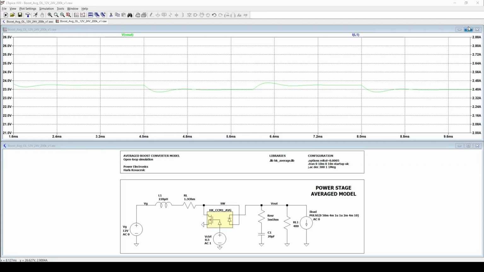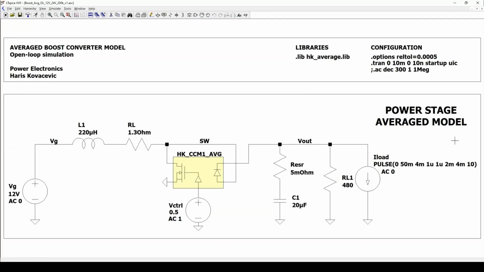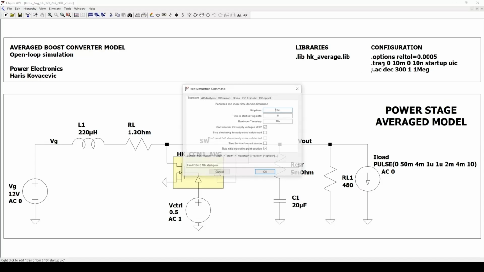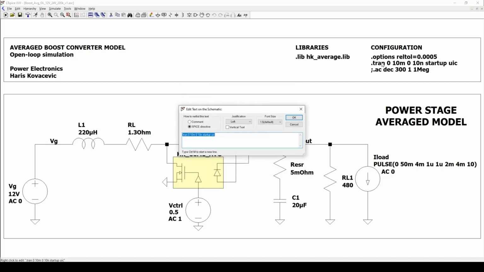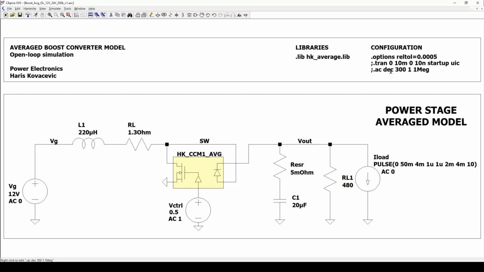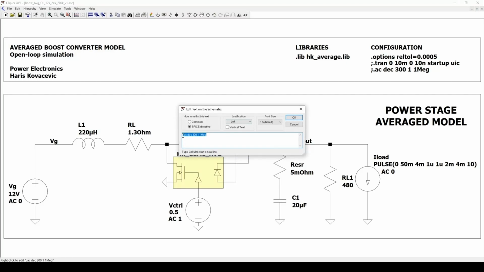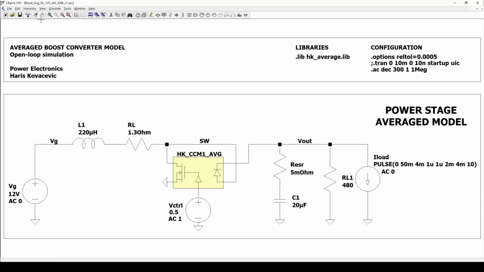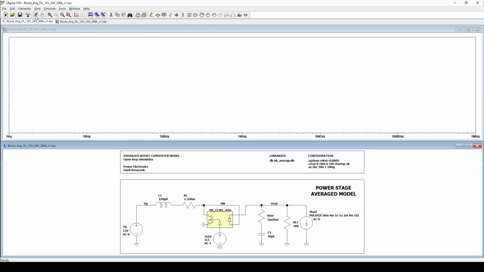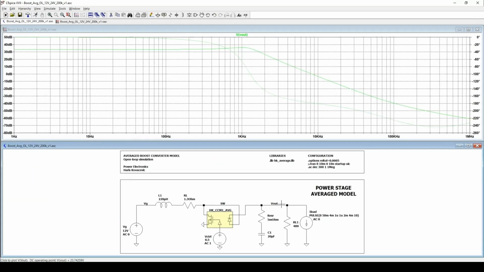So let's now switch to the AC analysis. First, we need to put the semicolon here in front to disable the transient simulation. And then from here, we need to remove the semicolon. And now we can run the AC simulation. And here we just observe the output node or the output voltage.